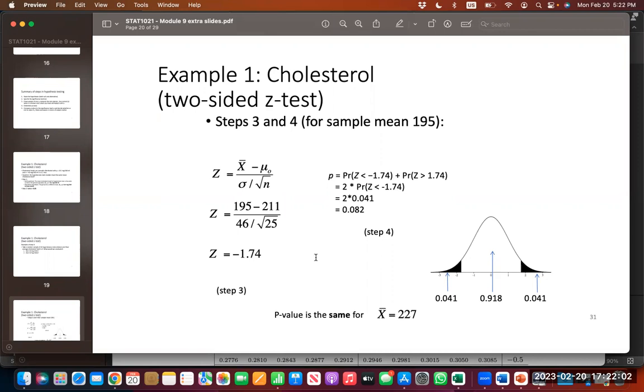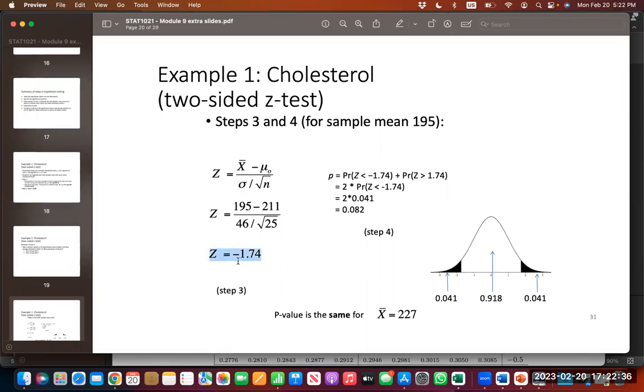So we are calculating our first z by taking the sample mean minus the population mean, which is 195 minus 211. And we're dividing it by sigma, which is 46, divided by the square root of the n of 25, which is 5. So it's basically 16 divided by 46 divided by 5. So it's 16 divided by 9 point something. And that gets us to a z of minus 1.74.